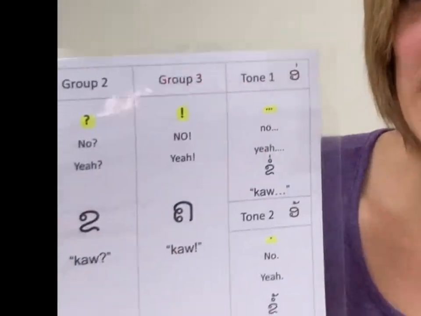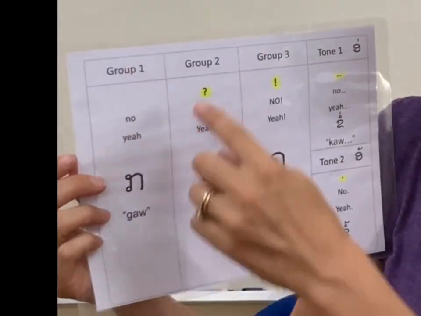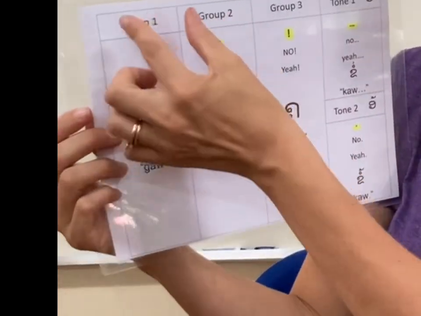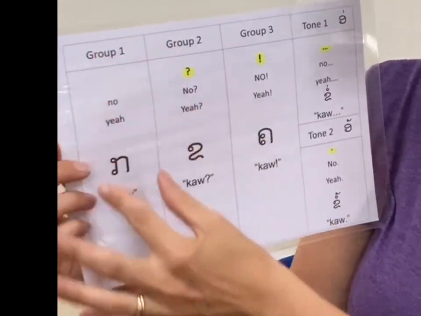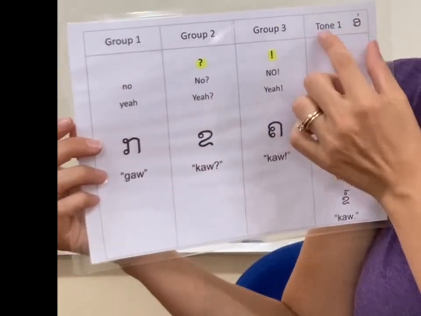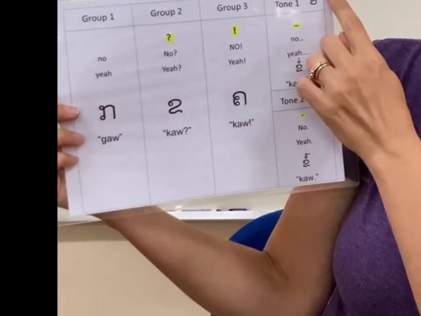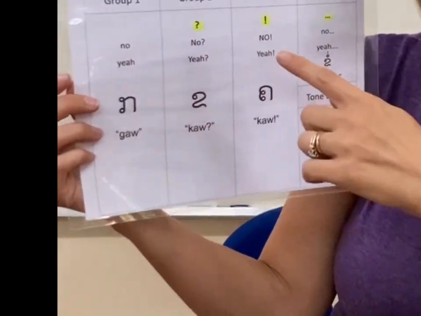You're going to see it with your teacher, but here's how we're going to explain this. So we have 3 groups of consonants. You're going to have about, I think it's 28 consonants. They'll fall into 3 groups, 1, 2, and 3. These each have their own set of tones. And then we have tone marks. Tone mark 1 and tone mark 2. Mai ek and mai tho. So I'm going to show you how they match up.